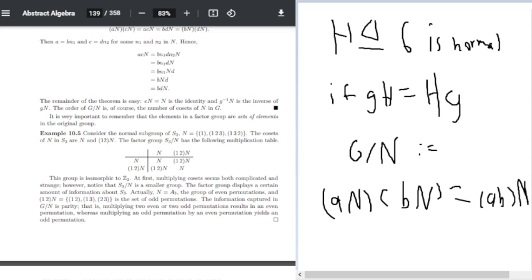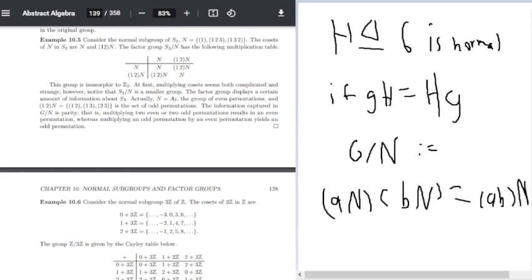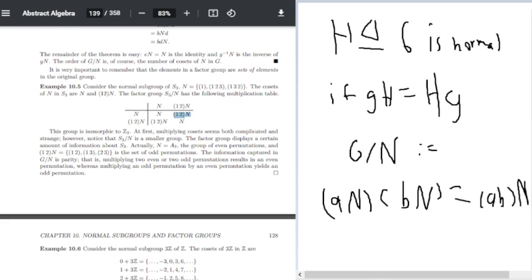Example 10.5. Consider the normal subgroup of S3, N equals {(1), (1 2 3), (1 3 2)}. The cosets of N in S3 are N and (1 2)N. The factor group S3/N has the following multiplication table. We have N multiplied by N equals N, (1 2)N multiplied by N equals (1 2)N, and (1 2)N multiplied by (1 2)N is equal to N. This group is isomorphic to Z sub 2.